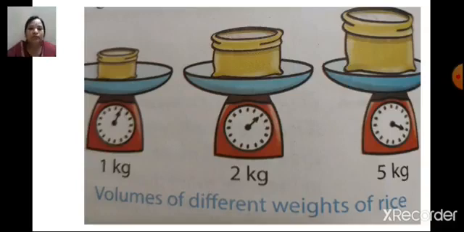Let us see this picture. In this picture, you can see the volume of different weights of rice. On the left hand side, 1 kg of rice, so very small. Then 2 kgs, a little more than 1 kg. Then 5 kgs. So, you can make it out very well from the picture. The volume increases with weight, right? So this is the relationship between weight and volume. When weight increases, the volume also increases, right?